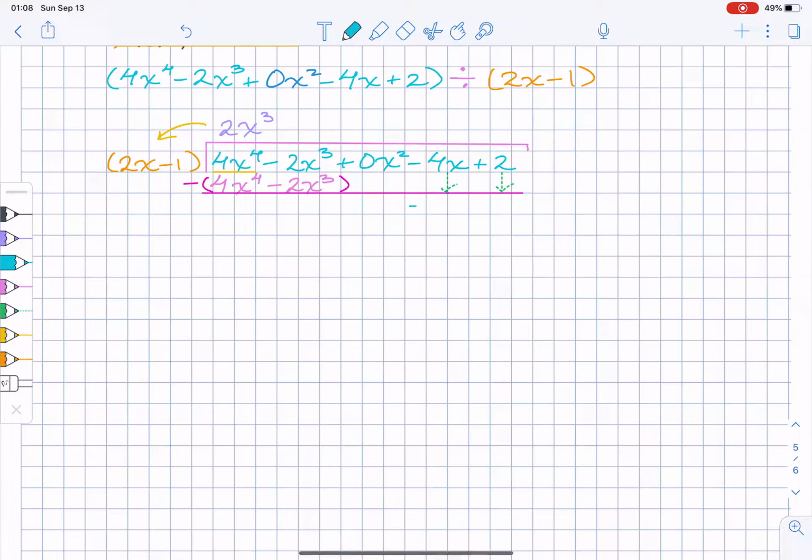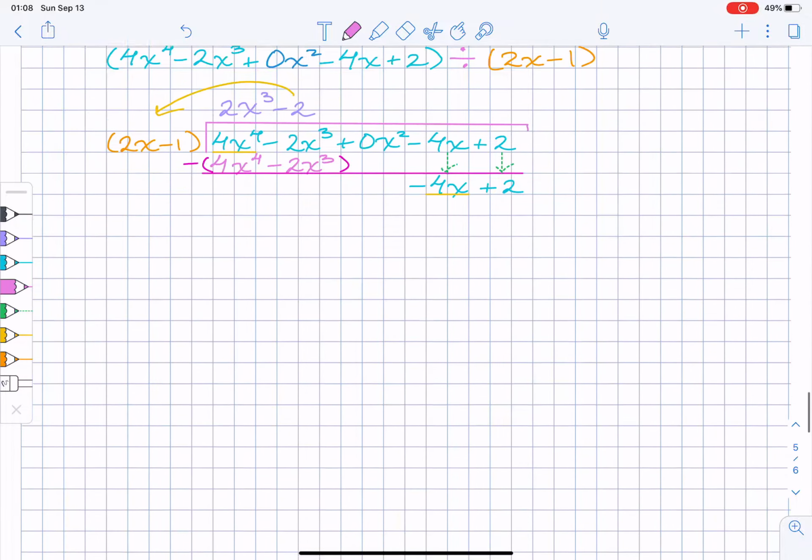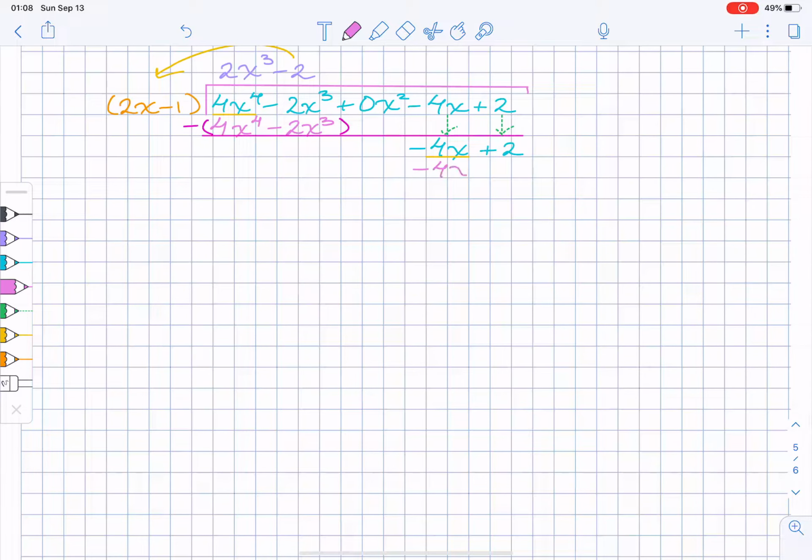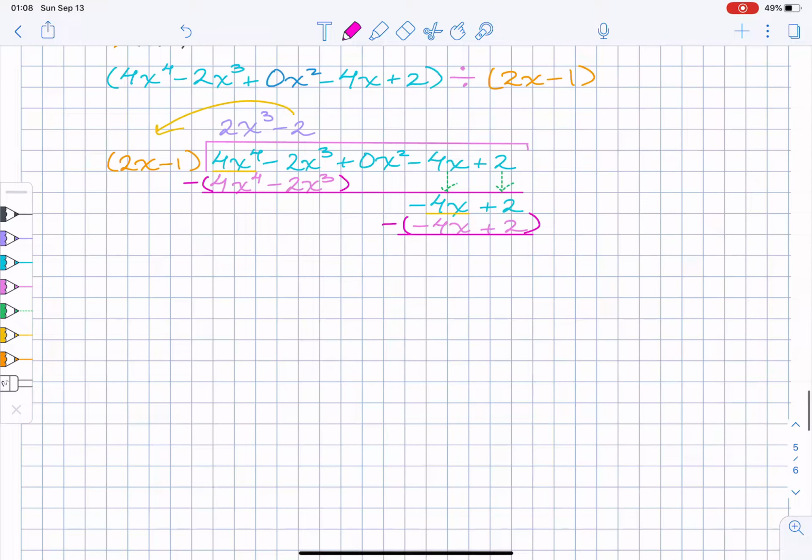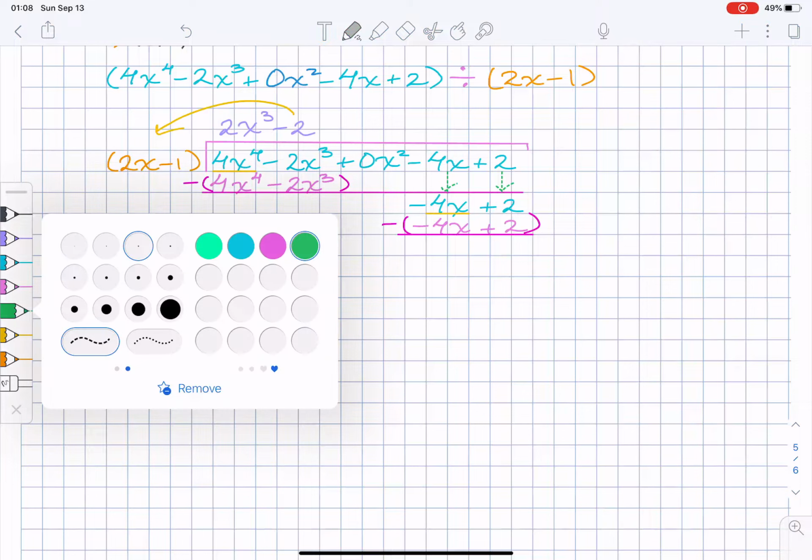So now we're just going to get negative 4x plus 2. What do I need to multiply 2x by in order to get negative 4x? And I claim that that's negative 2. So multiplying negative 2 times the divisor, I claim we get negative 4x plus 2. Oh, they did it again. Why did they do this? Why don't they give us a remainder? Okay, so it appears as though our remainder is 0.